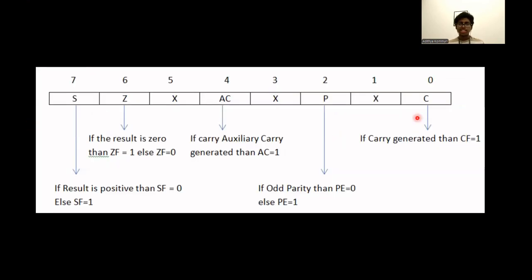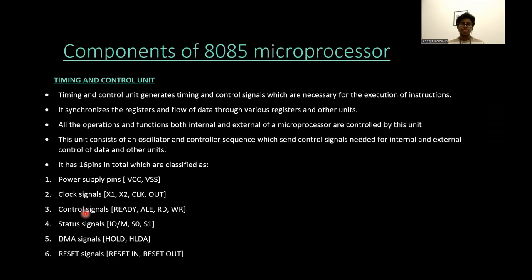Let's look at the summary of the flag register. If carry is generated, then CF will be 1. If odd parity, then P is 0, else P is 1. If auxiliary carry is generated, then AC will be 1. If the result is 0, then ZF will be 1, else ZF will be 0. If the result is positive, then SF will be 0, else SF will be 1.